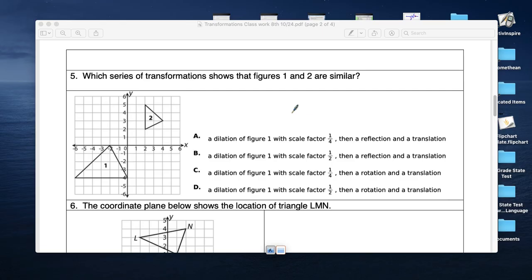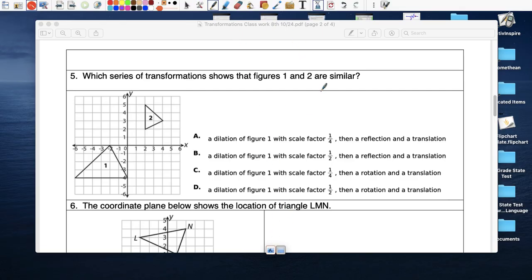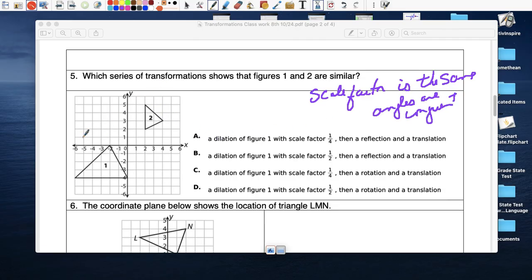Which series of transformations shows that figure 1 and 2 are similar? Because they're similar, we know that the scale factor used to make it either bigger or smaller is the same for all the sides, and the angles are congruent. It doesn't say which way it went, but it says that it's similar.